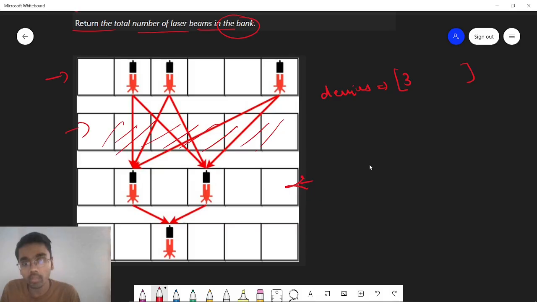Then we come to this second row. This second row has two devices. So okay, we'll push 2 into our array. Then we will come to this third row. This third row has one device, so we will push 1 into our devices array.